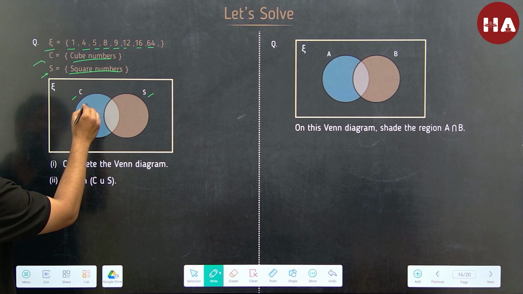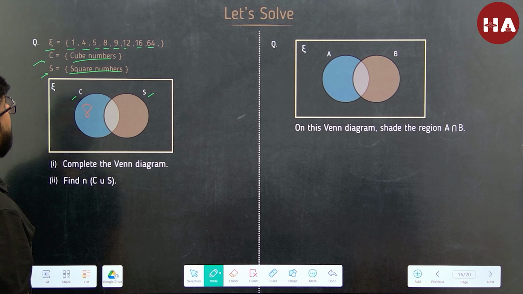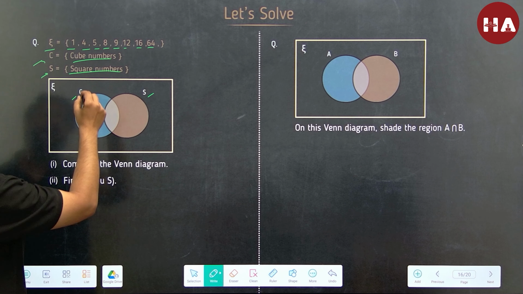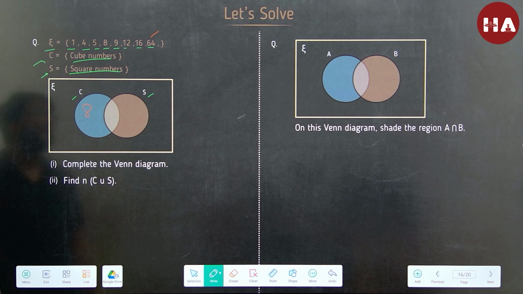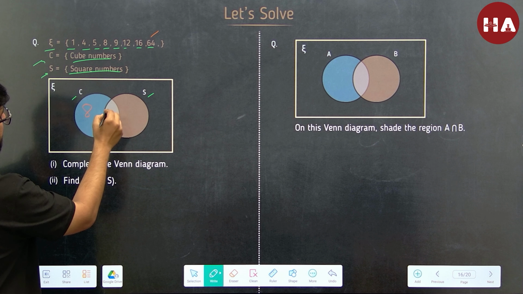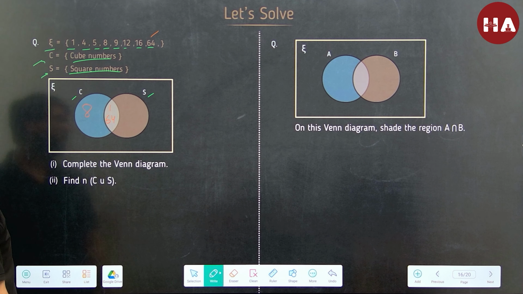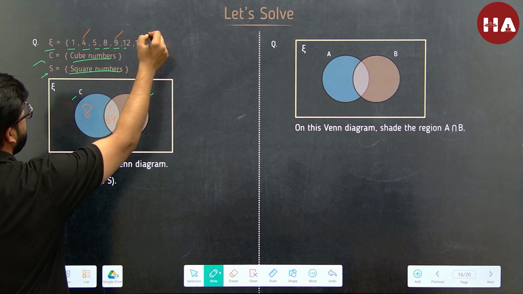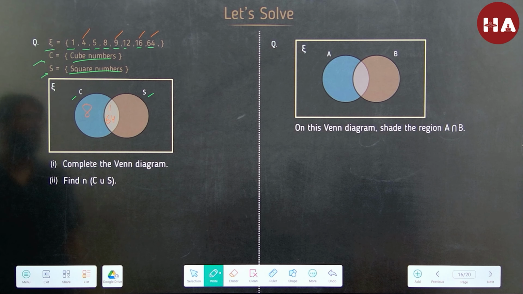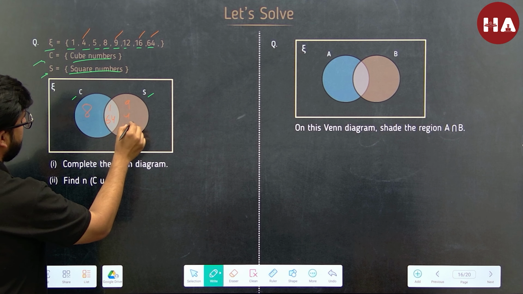So only number 8 is the cube number. Okay. Now I have to see the square numbers. I can see here 1 is also a cube and 64 is a cube as well as a square. So I'll write 1 and 64 in the intersection part. For the rest I have to take squares into consideration. So 4 is a square, 9 is a square and 16 is a square. So I'll write 9, 4 and 16.